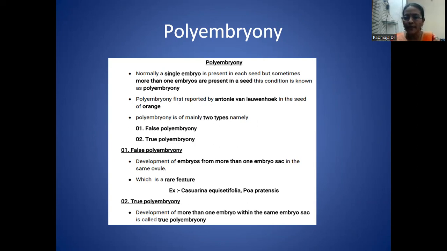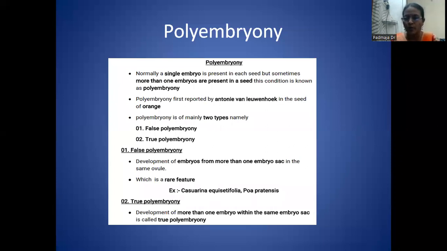That means other than this embryo, a number of cells are present in the embryo sac. So depending on the development of embryo from more than one embryo sac in the same ovule, it is a rare feature. It is mainly seen in Casuarina. And the next one is true polyembryony: development of more than one embryo within the same embryo sac.